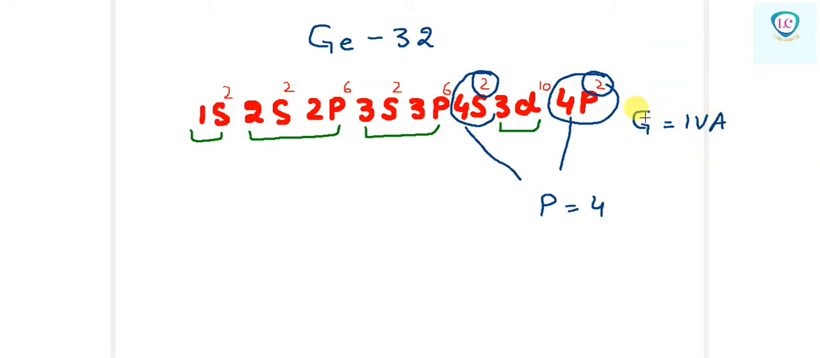And when we talk about the block, you can see the valence electrons are present in the p subshell, so the block will be p block. So we can say that germanium is a p block element. This is how we can determine the position of any element from its atomic number and its electronic configuration.